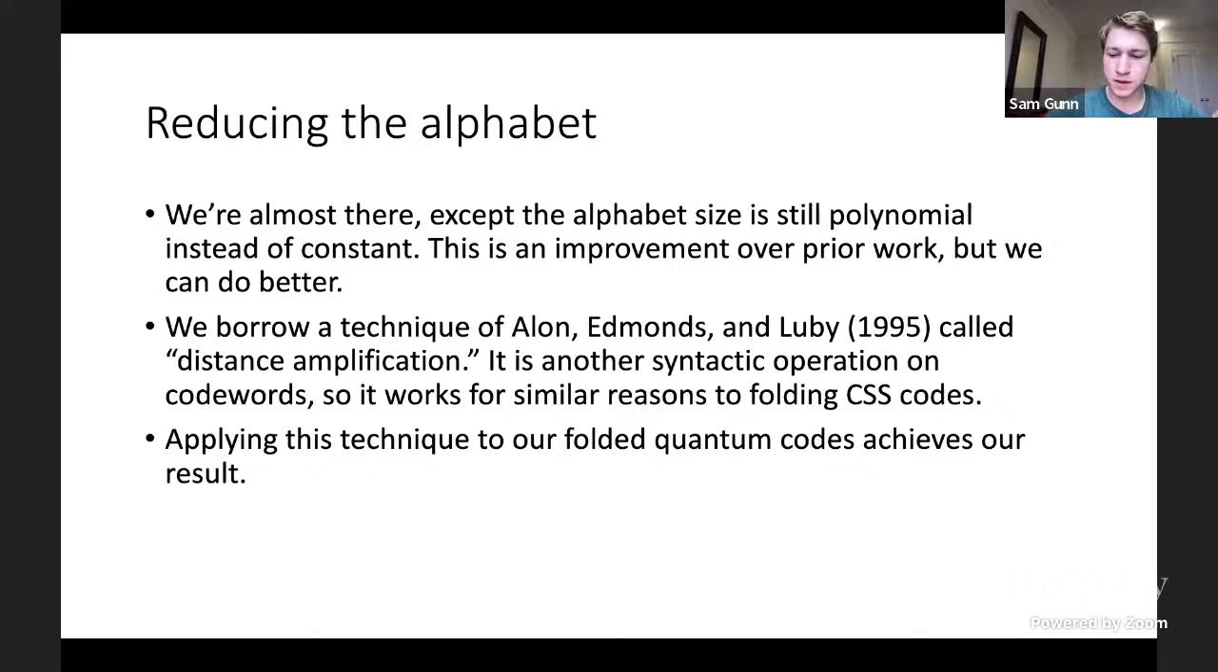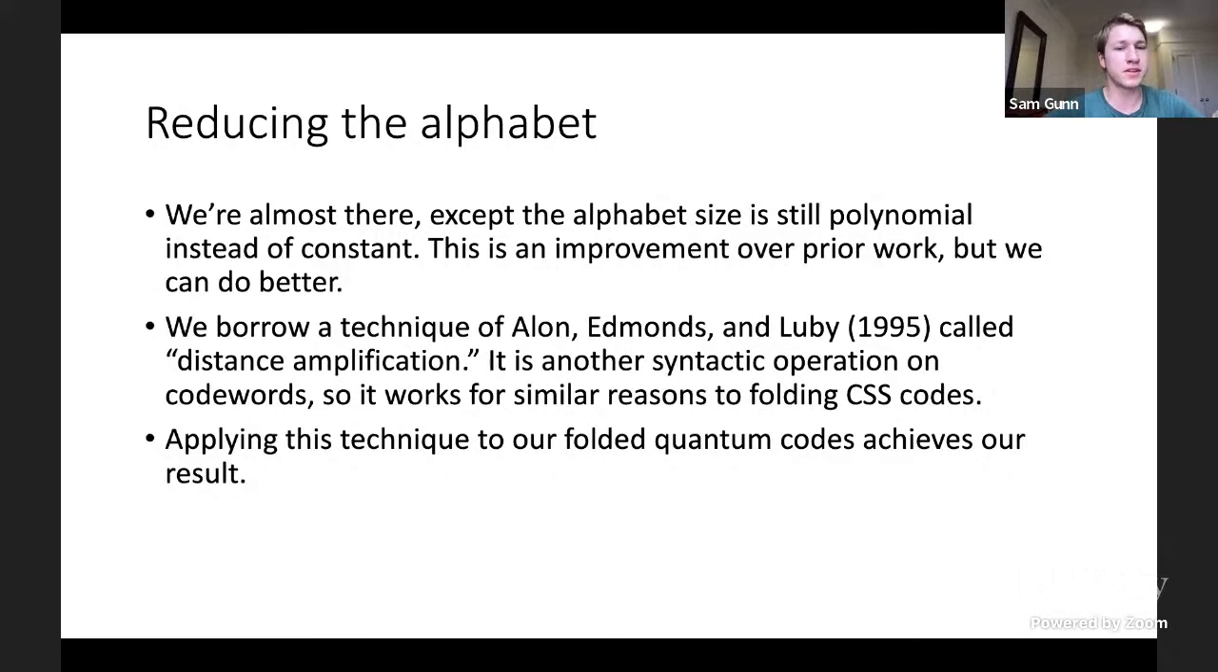So, we're almost there at this point. This will get you codes that are list decodable up to the singleton bound, and then by the same wrapping argument that I showed earlier, we can get approximate error correcting codes that are uniquely decodable all the way up to the singleton bound, the quantum singleton bound.